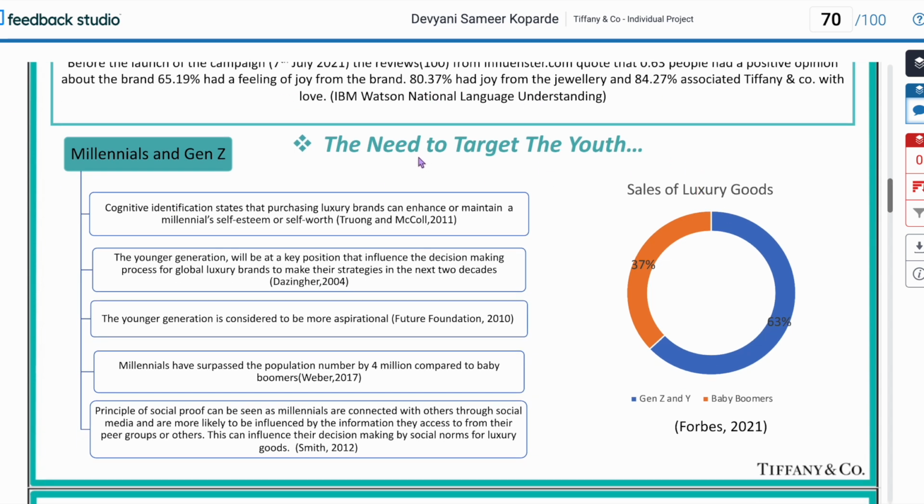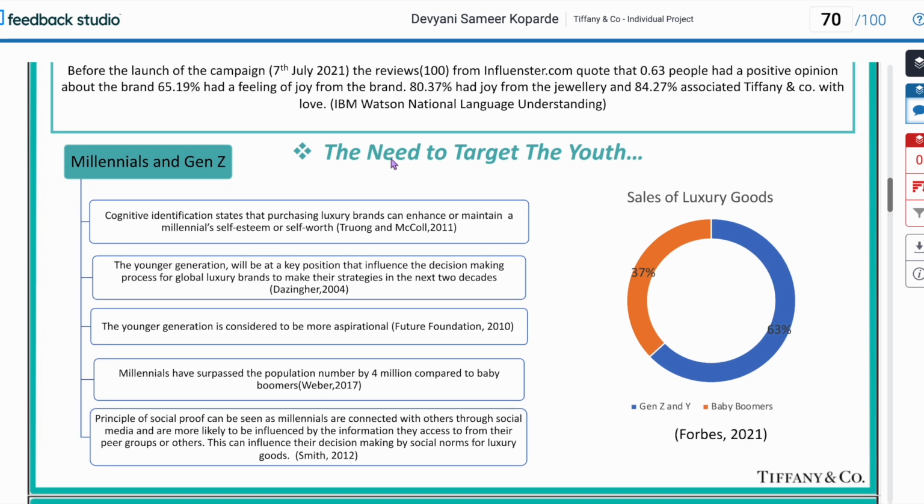So now we need to understand, Tiffany does want to target the young audience, but why do they want to do so? Why is that a good idea? I have done some research on the need to target the youth. Here, as you can see, there are a lot of in-text citations.